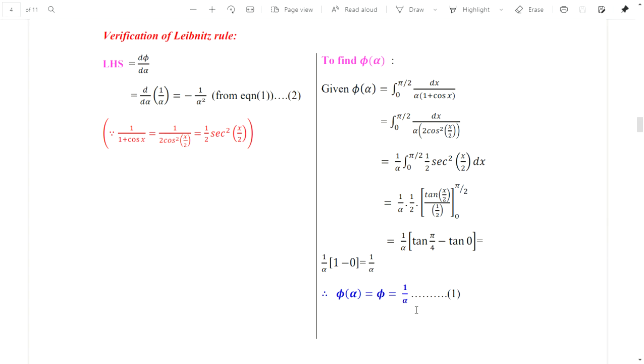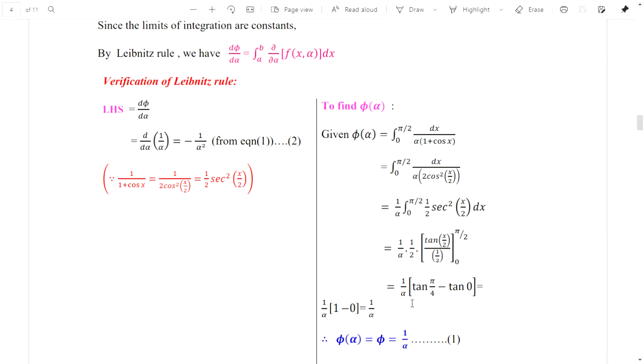Here actually our function phi has an integral sign. So I evaluated the integral till now. After evaluating the integral, we got phi of alpha as 1 by alpha. Substitute that phi value in LHS. So d by d alpha of phi is d by d alpha of 1 by alpha. So differentiation of 1 by alpha is minus 1 by alpha squared. That is what our LHS is.